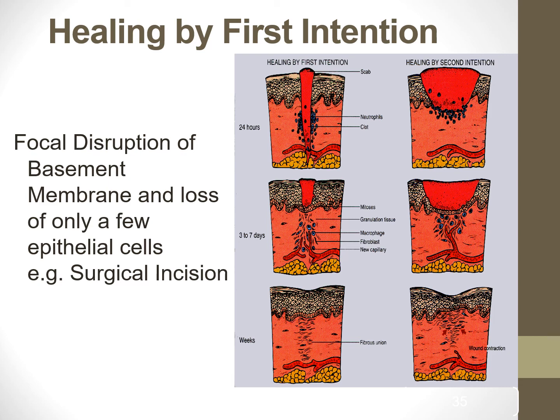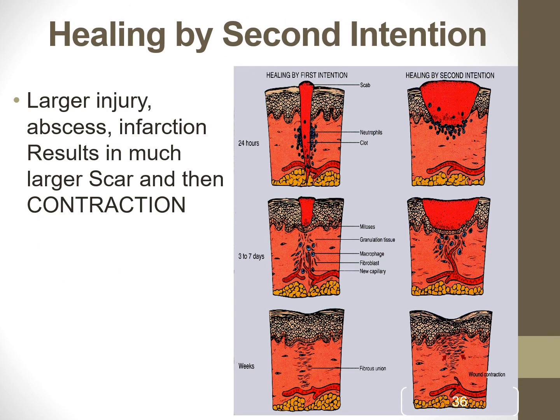And we have the healing by second intention. Healing by second intention usually results from a larger injury, abscess, or infarction, and this will result in a much larger scar, and then it will have contraction. Here is the healing by second intention. So here we have the scar and the clot formation, then we have inflammation, macrophages, fibroblasts, and then fibrous union of the tissue with reepithelialization. Here we have a large scar with a contraction.